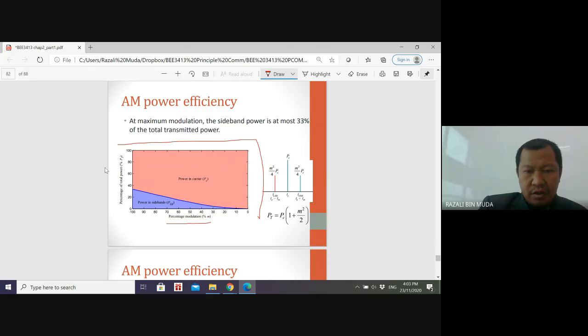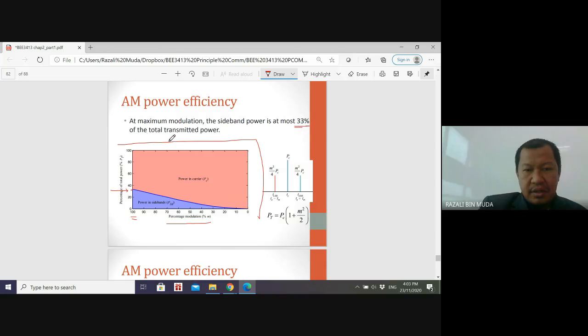Percentage modulation over percentage of total power. So this is the power in sideband. This is the percentage modulation. At 100% modulation, or modulation index equal to 1, the power in the sideband is only up to 33%. At maximum modulation, modulation index equal to 1, or percentage modulation 100%, the power in sideband is only 33%.